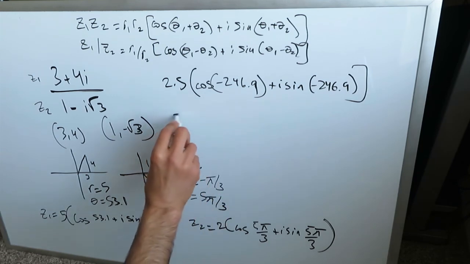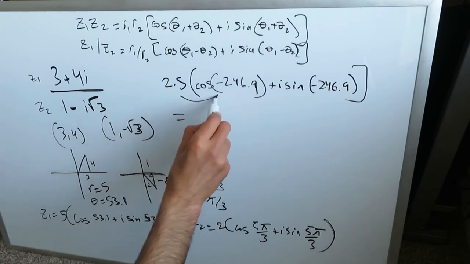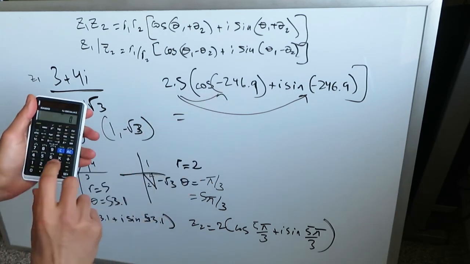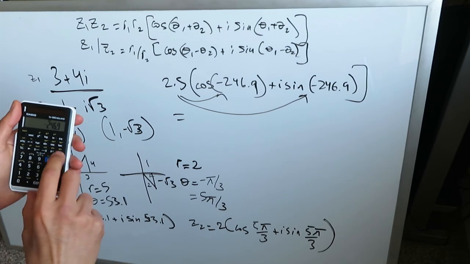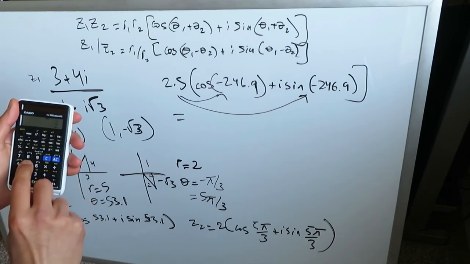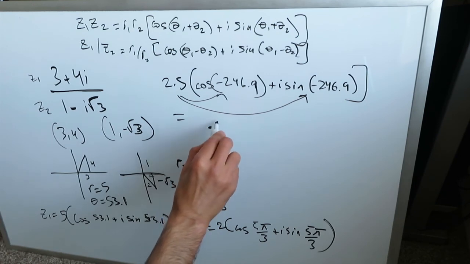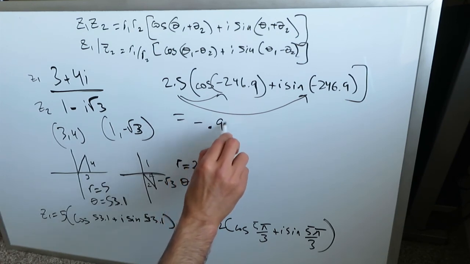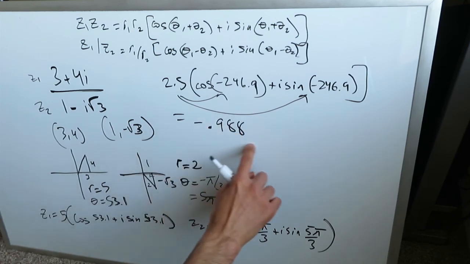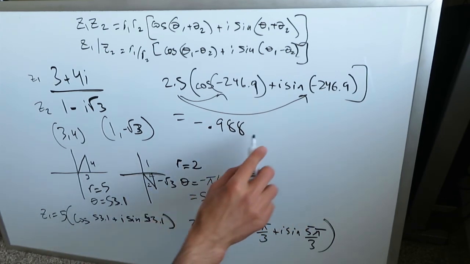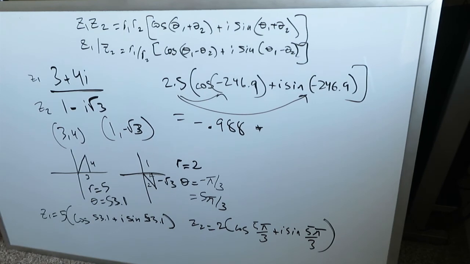All you have to do is do the calculator computations. Do this with this and do this with that, and you're done. Do cosine of minus 246.9, cosine it and multiply by 2.5. I get minus 0.988. That's my real number term over here. Remember, the first part of a complex number is your real part, and the second part is always your imaginary part. I believe this is going to come out as a positive answer.